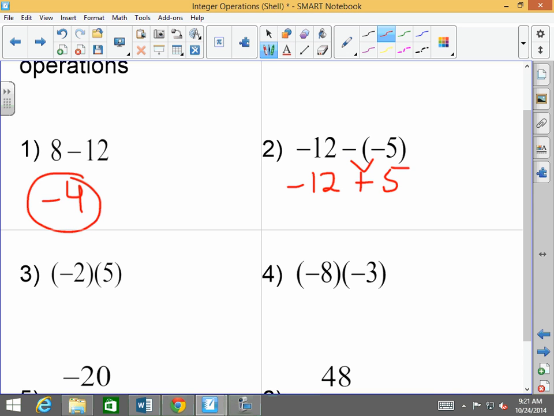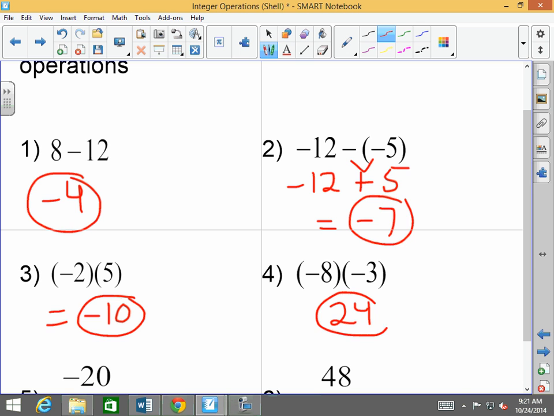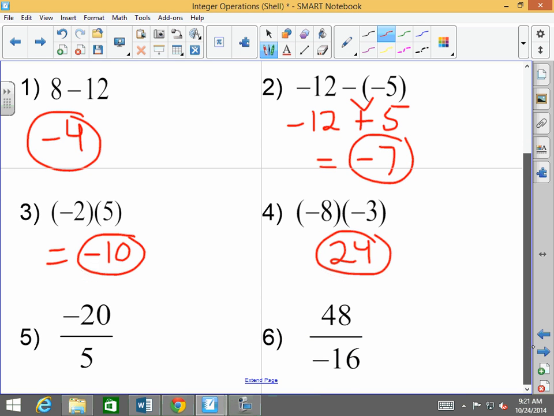It wouldn't be 7, it would be negative 7, because the signs are opposite, so you subtract as normal and keep the sign of the largest absolute value. Negative 2 times negative 5 times positive 5 would be negative 10, because a negative times a positive is a negative. Excellent. Negative 8 times negative 3 would be positive 24, because a negative times a negative is a positive.